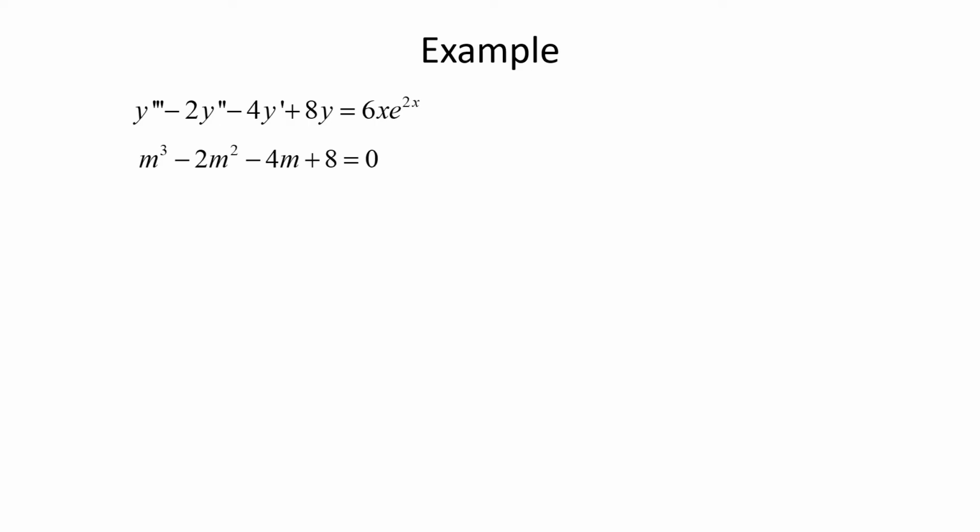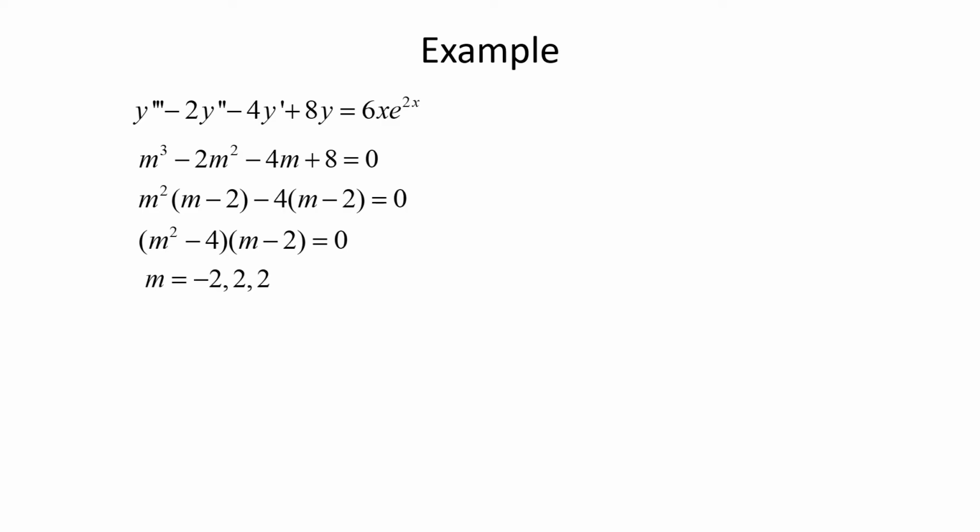So m cubed minus 2m squared minus 4m plus 8 equals 0. We can factor this by grouping. So that's m squared times m minus 2 minus 4 times m minus 2. So that gives us m squared minus 4 times m minus 2. So we get m equals negative 2, positive 2, and positive 2.